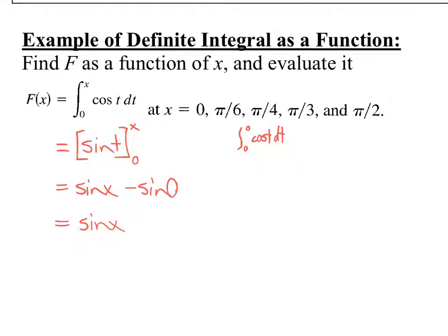Well, let's say we did pi over 6. That would be sine of t evaluated from 0 to pi over 6. Well, what is sine of pi over 6? Come on, we know our unit circle. 1/2. A half minus 0 is just 1/2. Well, guess what? That's the same thing as sine of pi over 6.